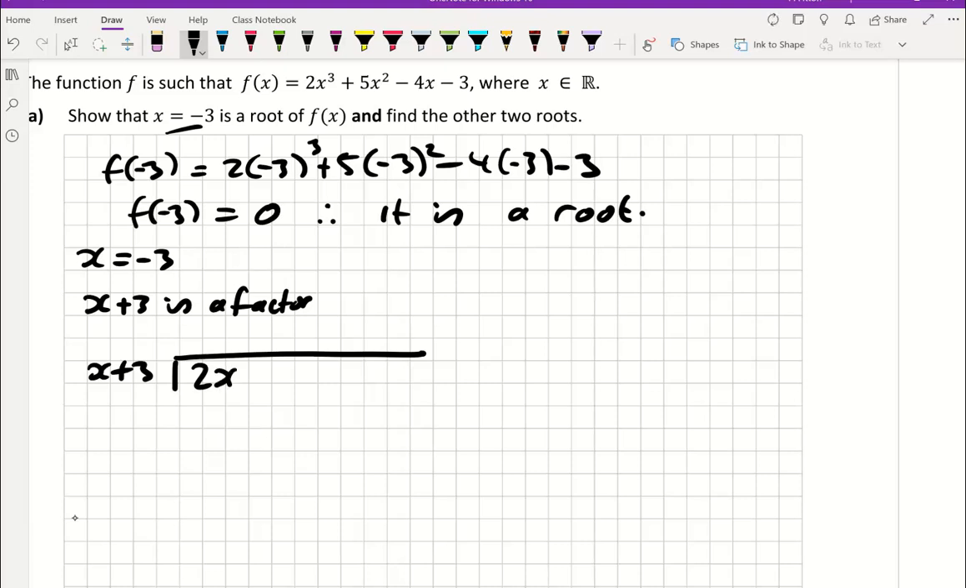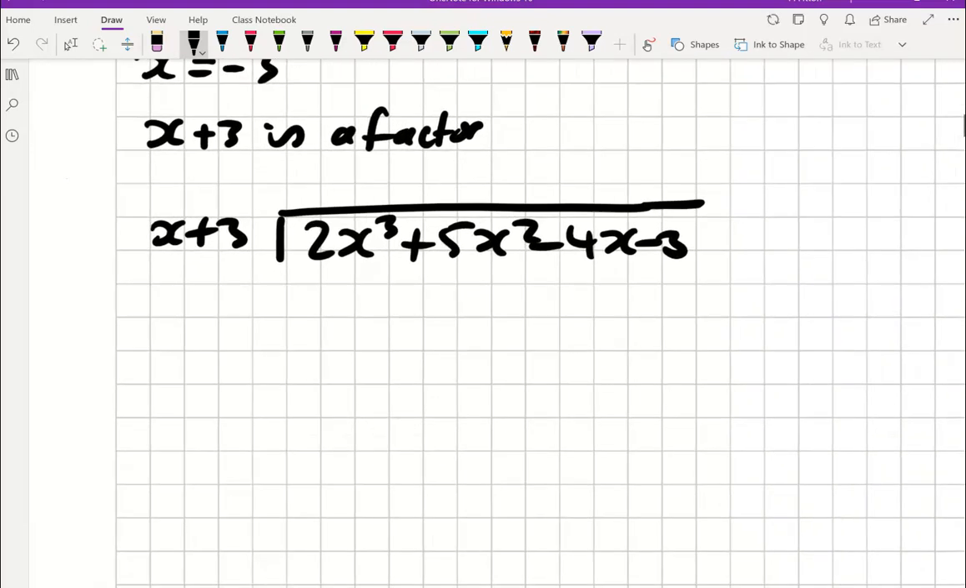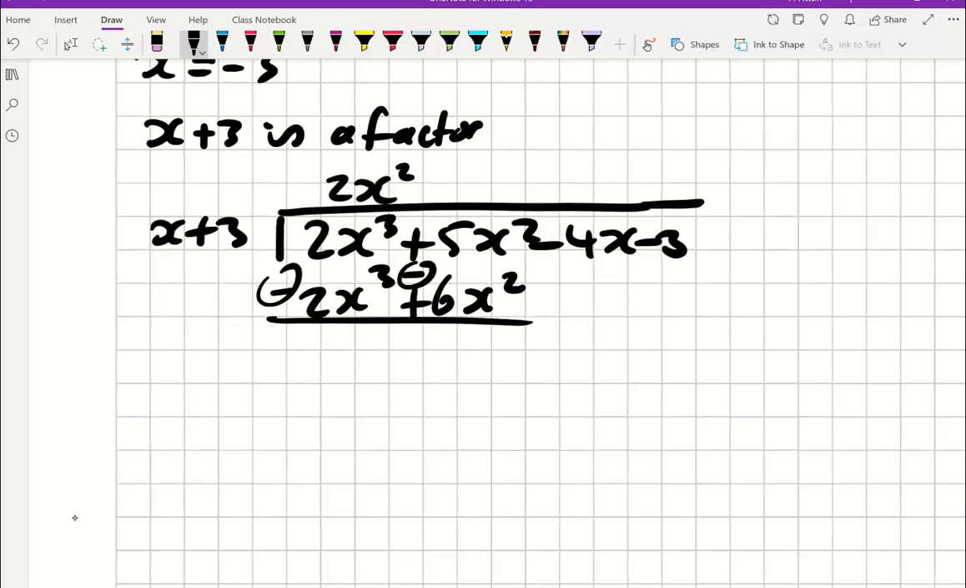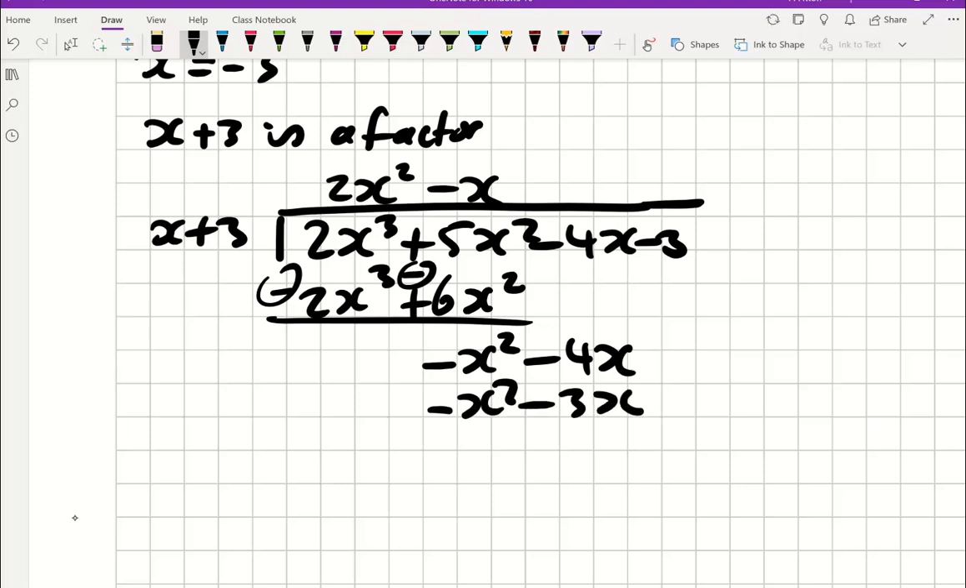x plus 3 is going to go into 2x cubed plus 5x squared minus 4x minus 3. Okay, dividing in, x into 2x cubed goes 2x squared times, giving me 2x cubed. 2x squared multiplied by 3 will give me 6x squared. I'm going to change my signs. 5x squared minus 6x squared will give me minus x squared. Then I have my minus 4x. x into minus x squared goes minus x times, minus x squared minus 3x. That's plus, and that's plus.